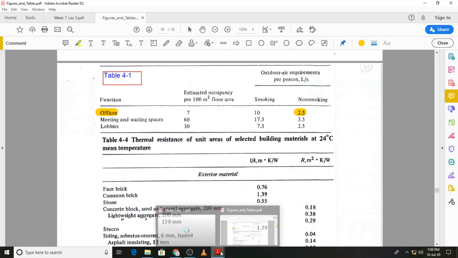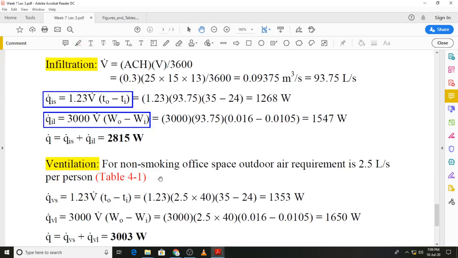So we can return back to the solution, and you can see that the value 2.5 is multiplied by 40, and the values for T0 and Ti and W0 minus Wi are the same as we used earlier for the case of infiltration. You will find out the sensible and latent loads due to ventilation, and the total load due to ventilation will be the sum of these, that is 3003 watts.